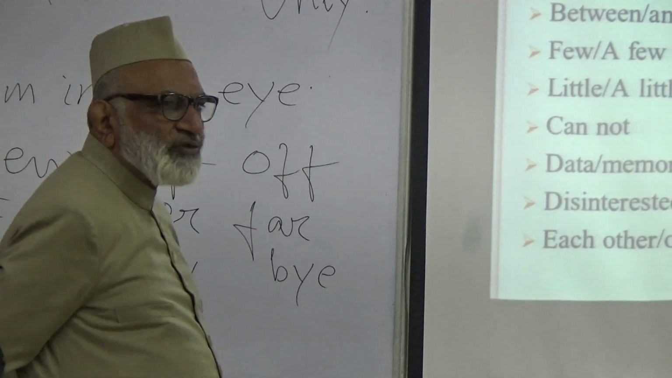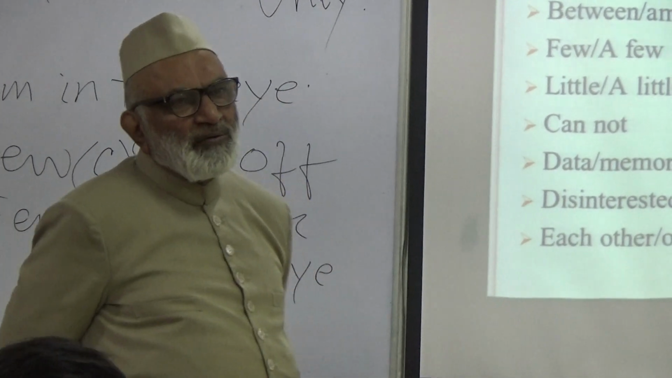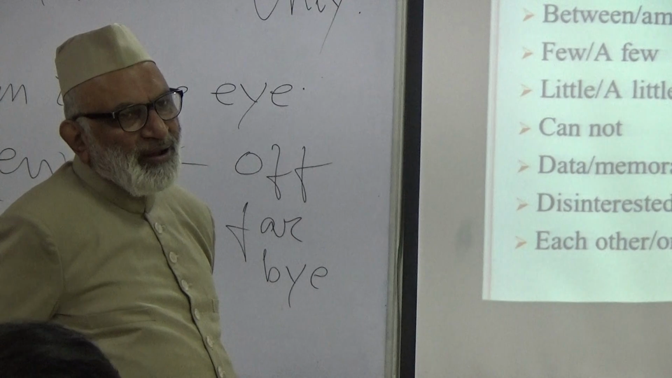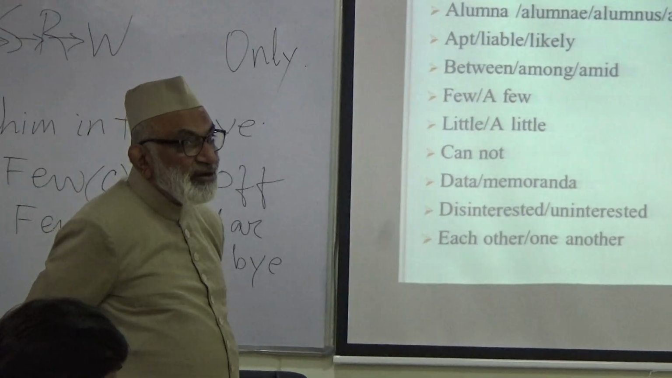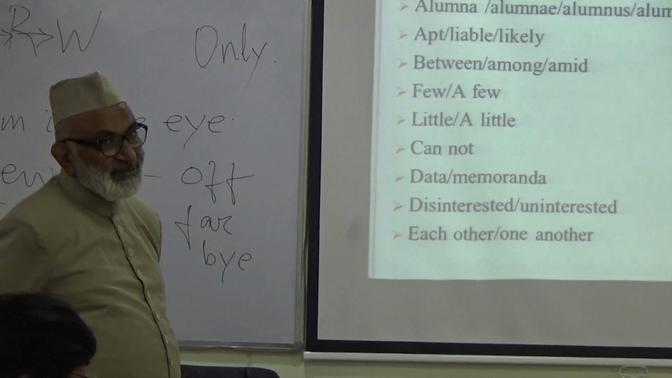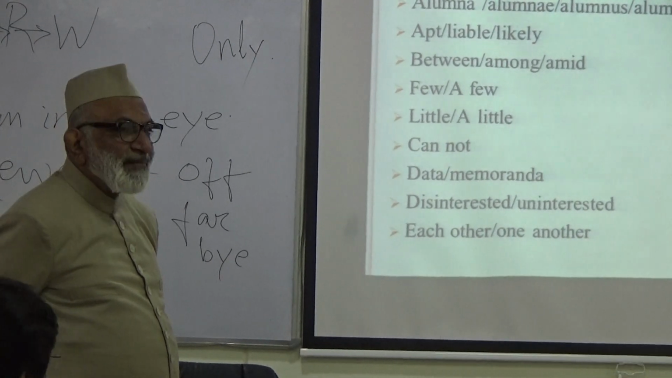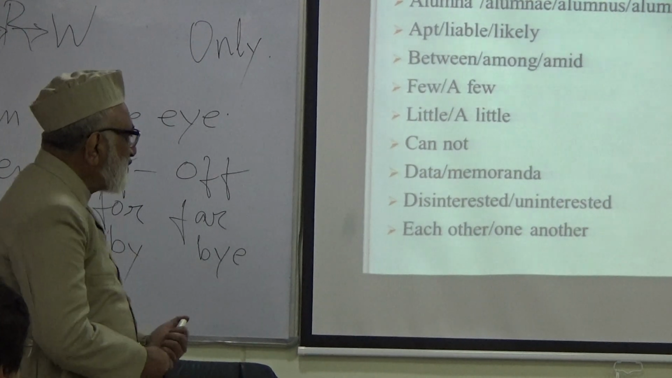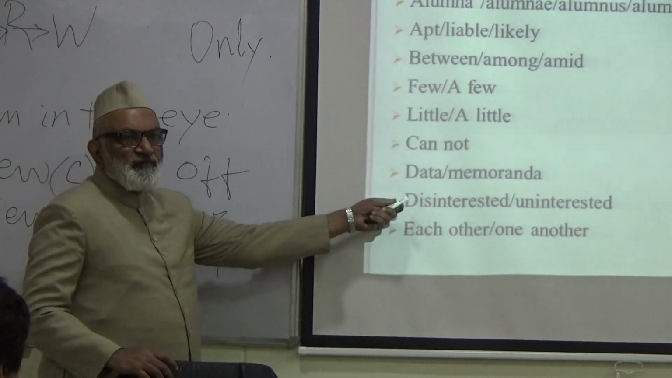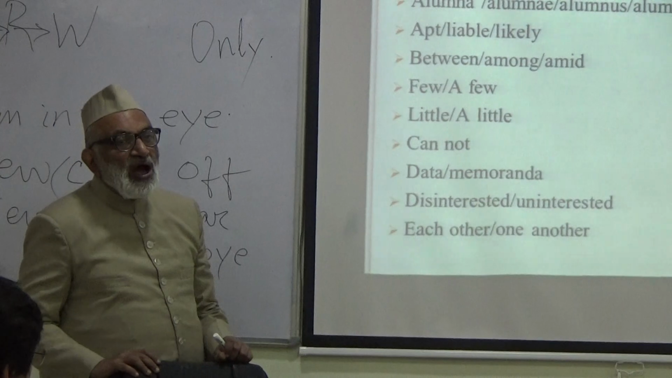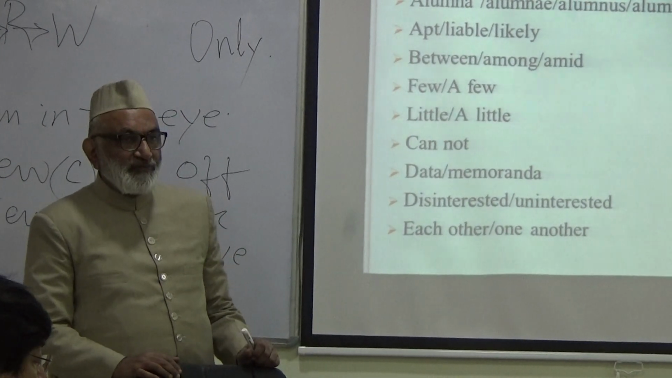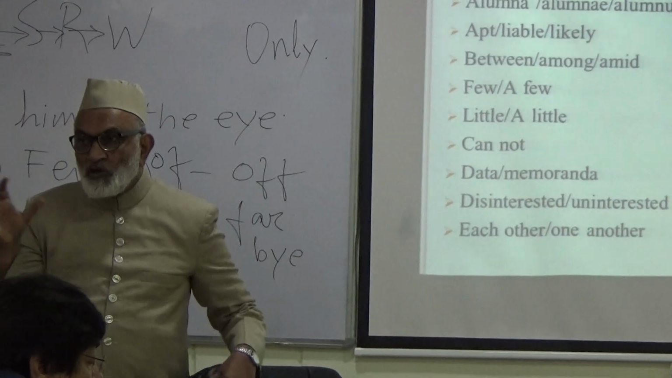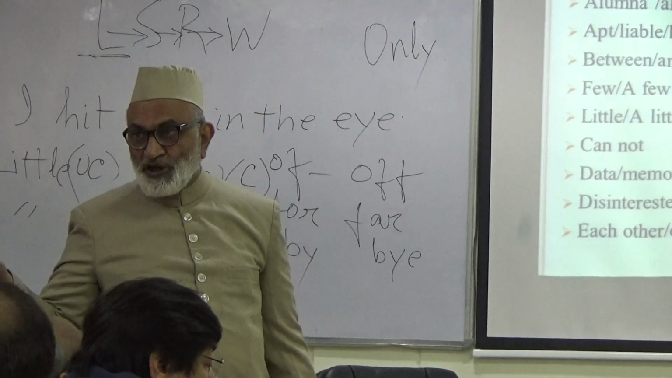Next one is disinterested and uninterested. Look, I am interested in cricket, so I watched the match last night. I watched the match as a disinterested person. And I am not interested as an uninterested person. So look here, disinterested means without any bias, without any prejudice. Prejudice, look at the word, pre, before, judice, Latin word for judgment, judiciary.